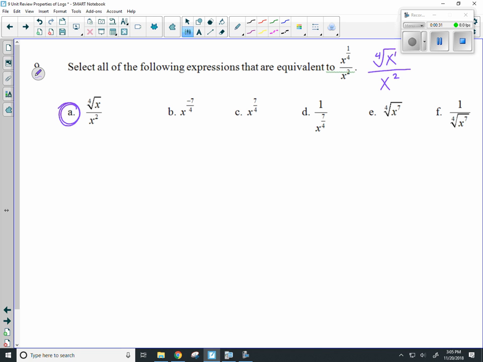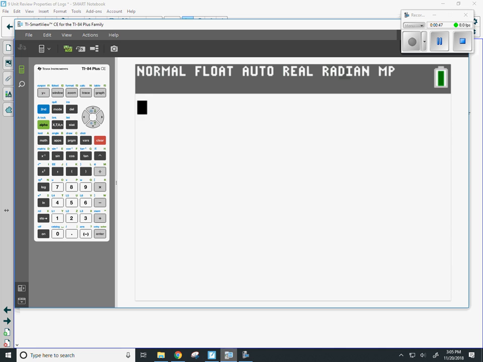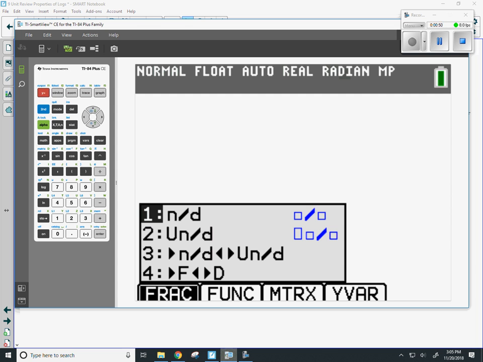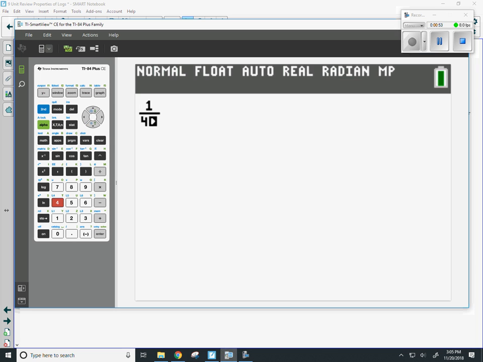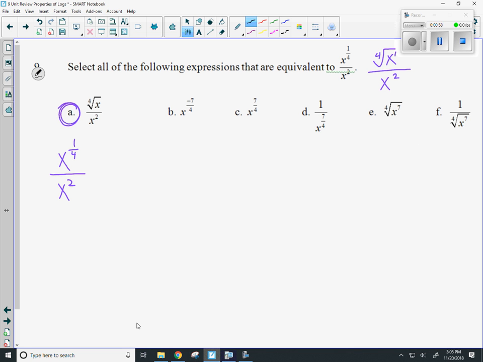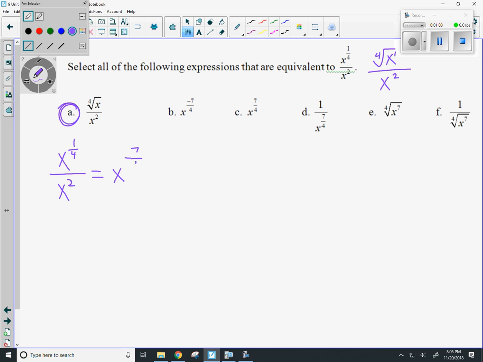In order to see which of the remainder are equivalent, we're going to actually have to simplify it. So since it's x to the 1/4 over x squared, we're going to have to subtract 2 from 1/4. You could do that in your head, on paper, or if you want to use your calculator, 1/4 minus 2 is going to give us -7/4. So this is going to equal x to the -7 over 4, and that's option B. All right.